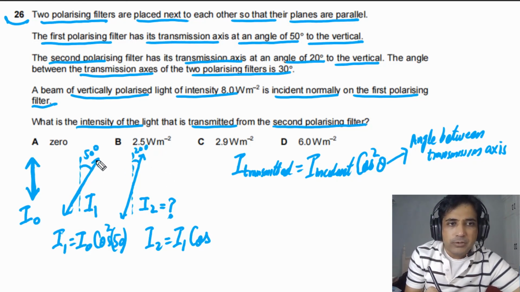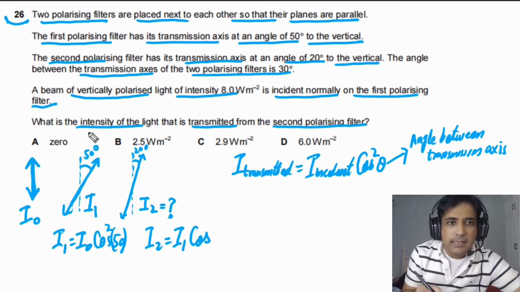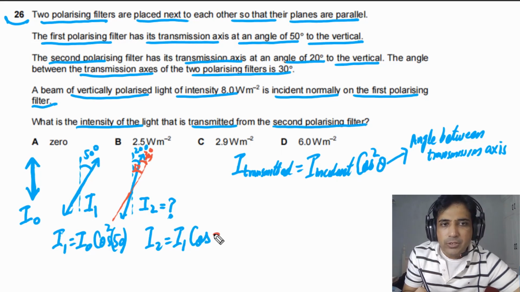Now if we draw this transmission axis here, so let me use a different color, you can see that we have this first transmission axis. This is at an angle of 50 degrees to the vertical. And what is the angle between these two? This angle is 50 degrees. So what is the angle between these two? This angle is 30 degrees. So we have to take cosine of 30 degrees, angle between transmission axis, and square of this.